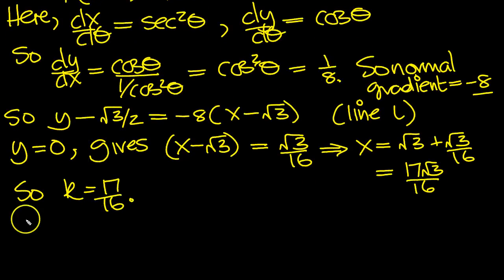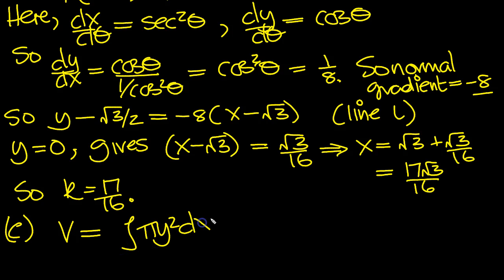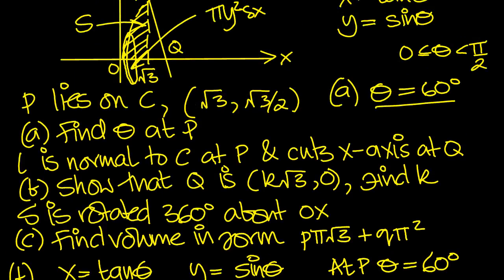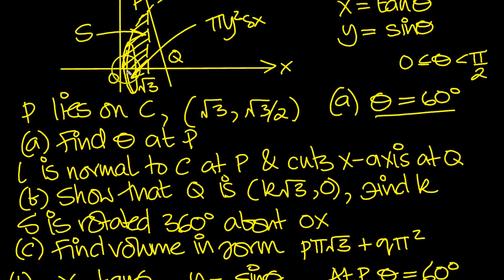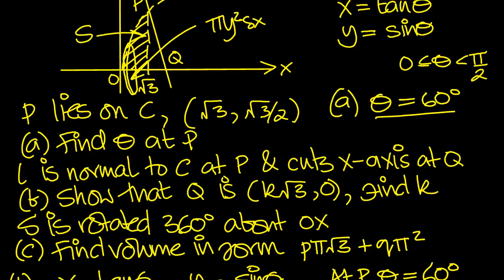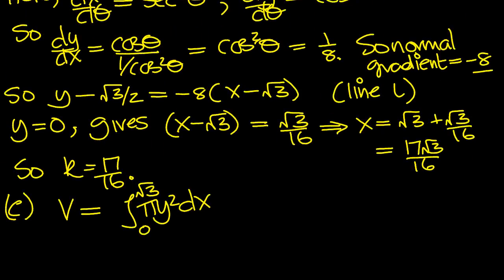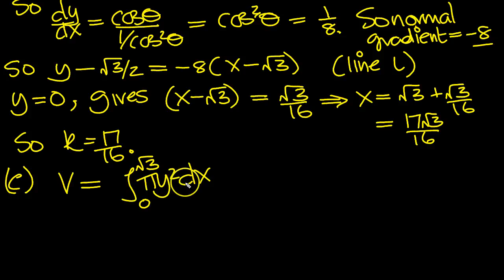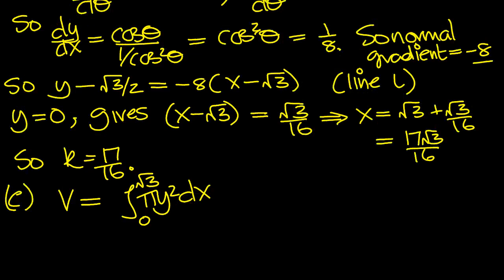So the volume, which we can call V, is equal to the integral of pi y squared dx, and we're going from 0 on the x value to root 3. Just double check that again. Yeah, these slices get added up between 0 and root 3. y is equal to sine theta. Okay, so y squared dx.